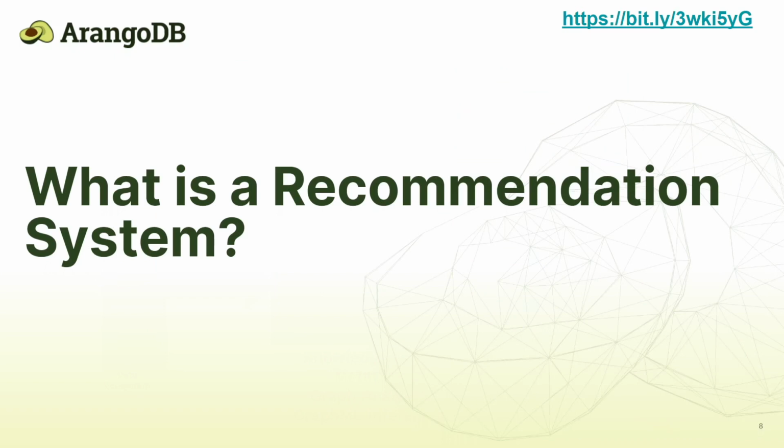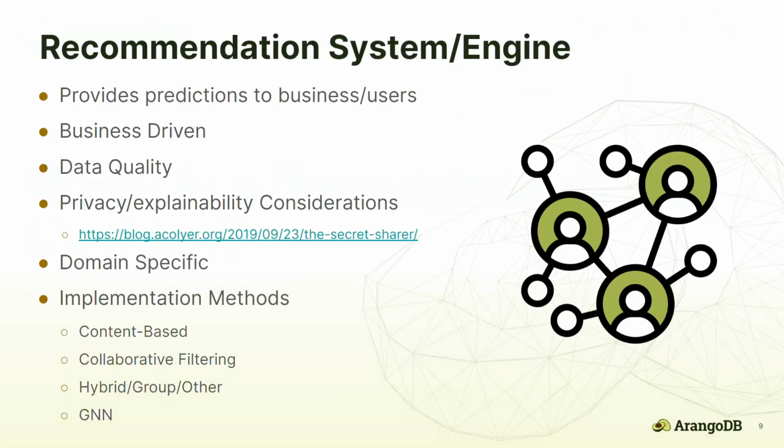So what is a recommendation system? It could be a recommendation system, engine, or recommender system. You've probably heard all of those terms, but at the base level, its aim is to provide predictions to either users or to a business. And the way it's doing this is typically from some pre-existing data.